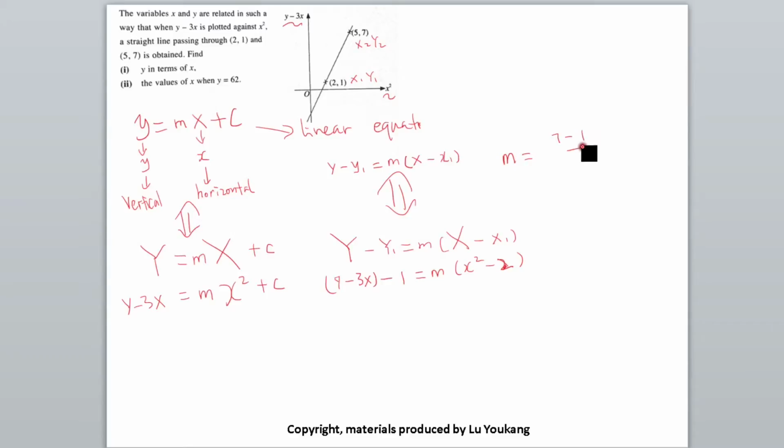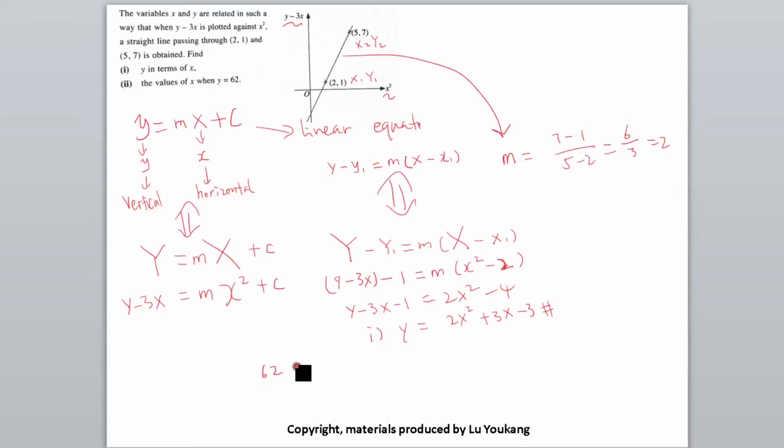And with this equation, what we need to do is find the gradient of this straight line in this graph. So our m is 2. So therefore, let's sub in m equals 2 into this equation. And you should get y equals 2x squared plus 3x minus 3. And this is the answer to part 1.